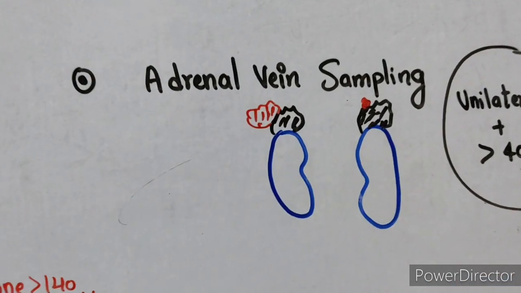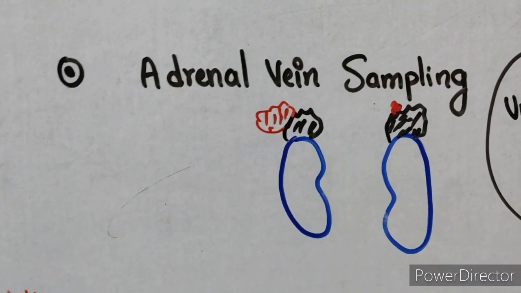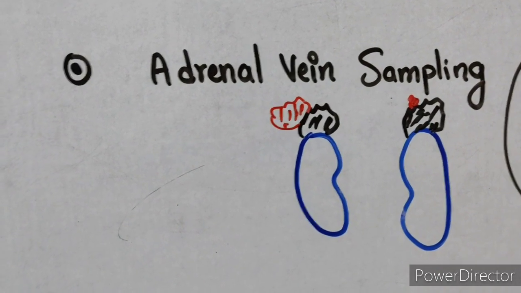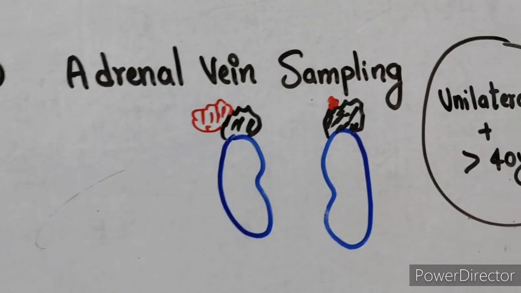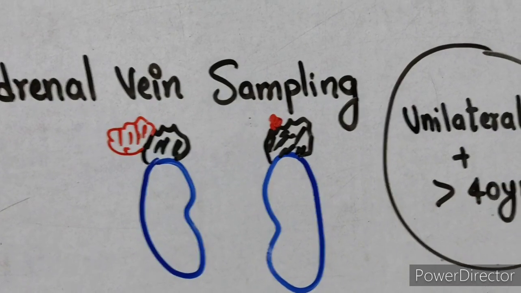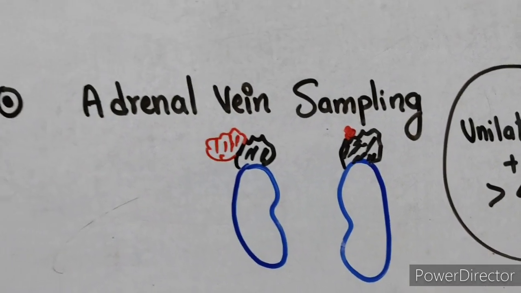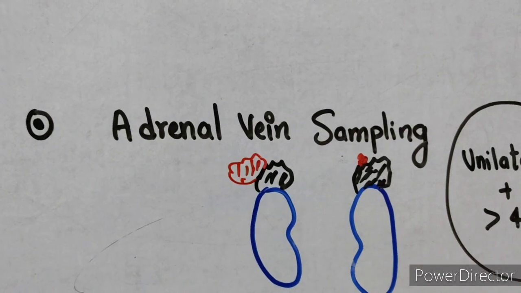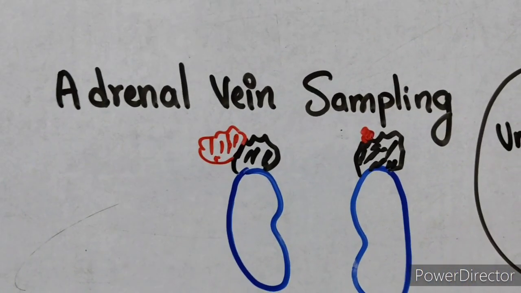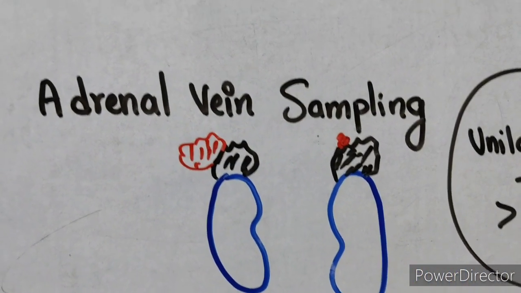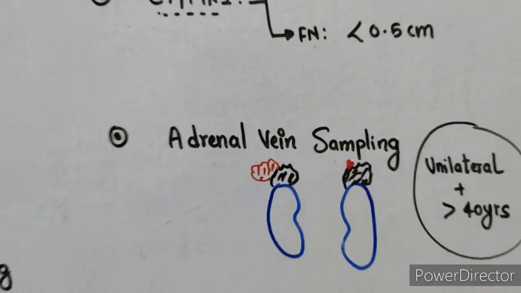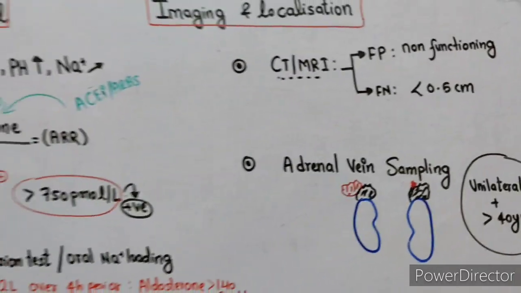For example, in the right adrenal gland, CT or MRI shows an adrenal mass. The patient is greater than 40 years, so this mass may be non-functioning. But there may be a radiologically inapparent small lesion less than 0.5 centimeter in the other contralateral adrenal gland. So if surgery is done only after CT or MRI, then this gland will be removed. But hyperaldosteronism will not be relieved because there is a radiologically inapparent lesion on the contralateral adrenal gland. So in such a condition, adrenal vein sampling is indicated.